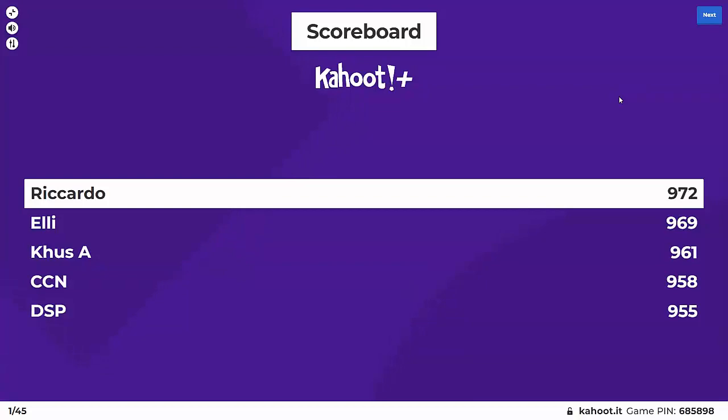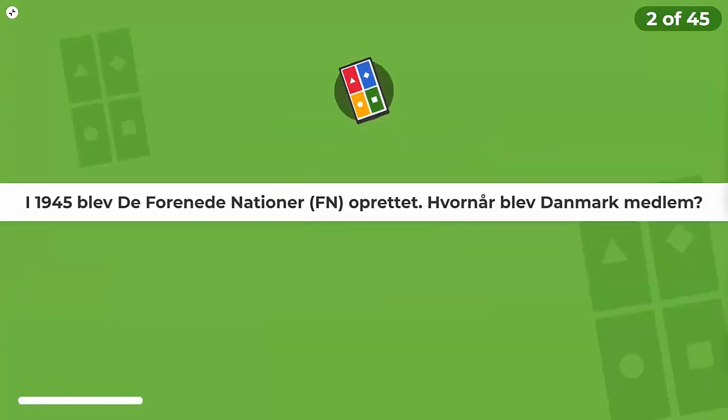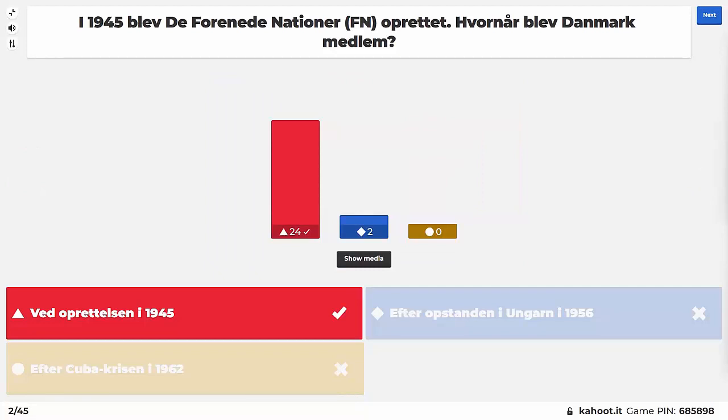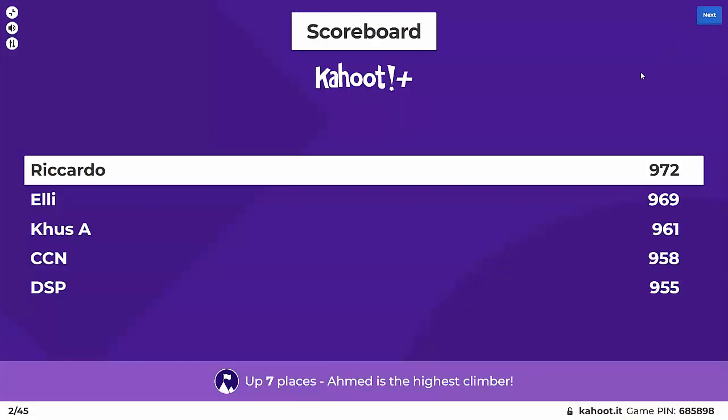Ricardo, Ellie, Cahus, CCN, and DSP. Seen this before as well. All right. For the two people that got this wrong, you need to know this, okay? I'm not gonna go into too much detail about explaining the answers. But basically every single question here, you need to know it. And when we're done here, I'll show you where you can go and practice. There is a quiz with every single question.